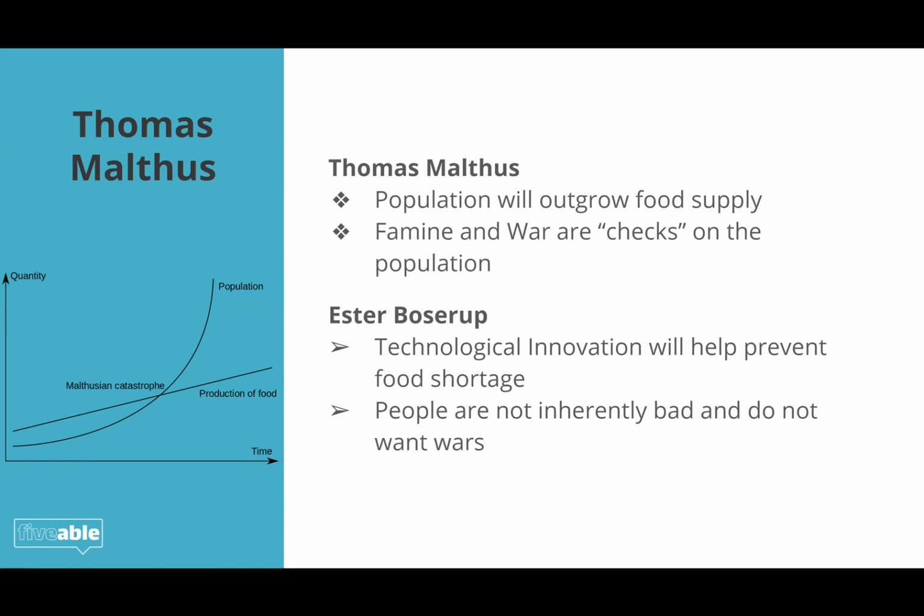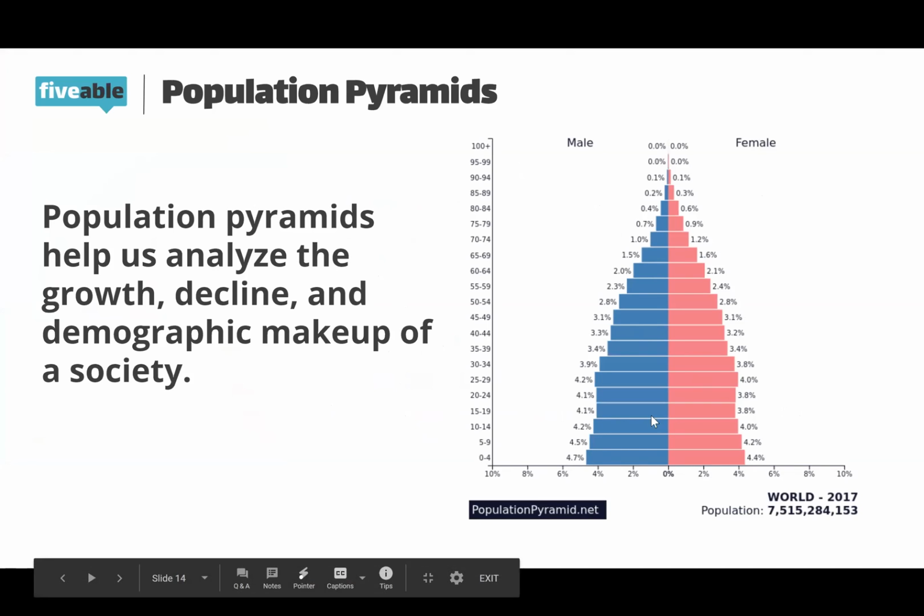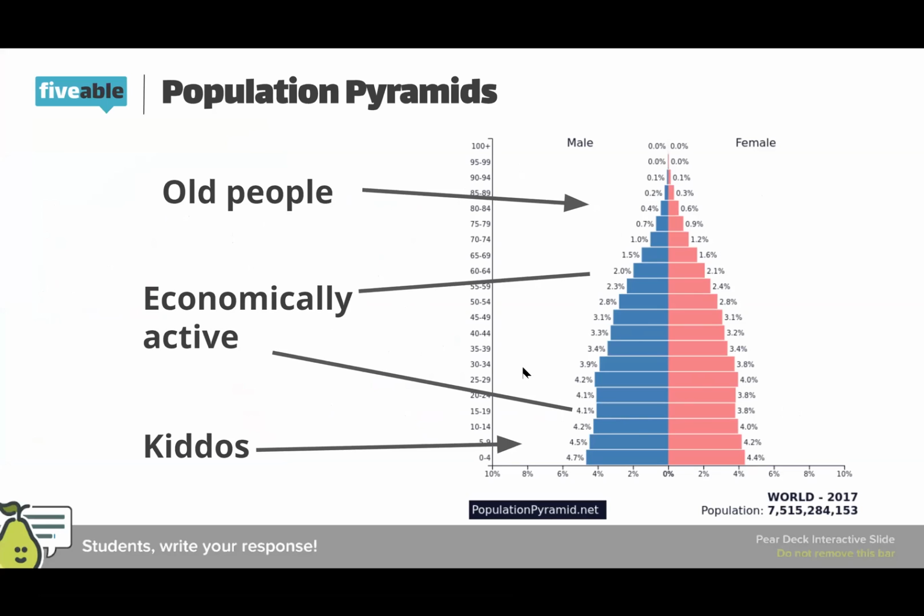Okay, moving on. Population pyramids. This is the last thing we're going to talk about today. They help us analyze the growth, decline, and demographic makeup of a society. So we're looking at this picture on the right, and we can see this actually looks like a pyramid. But what if I told you population pyramids didn't always have to look like pyramids?